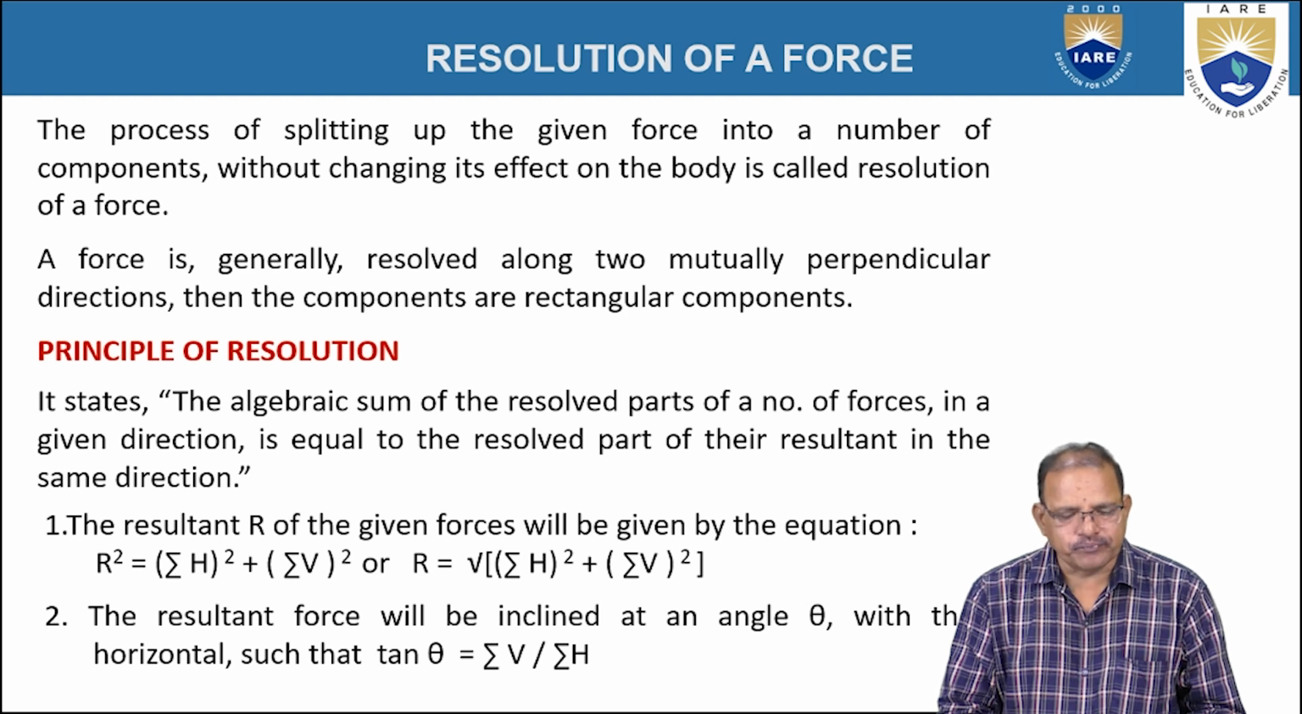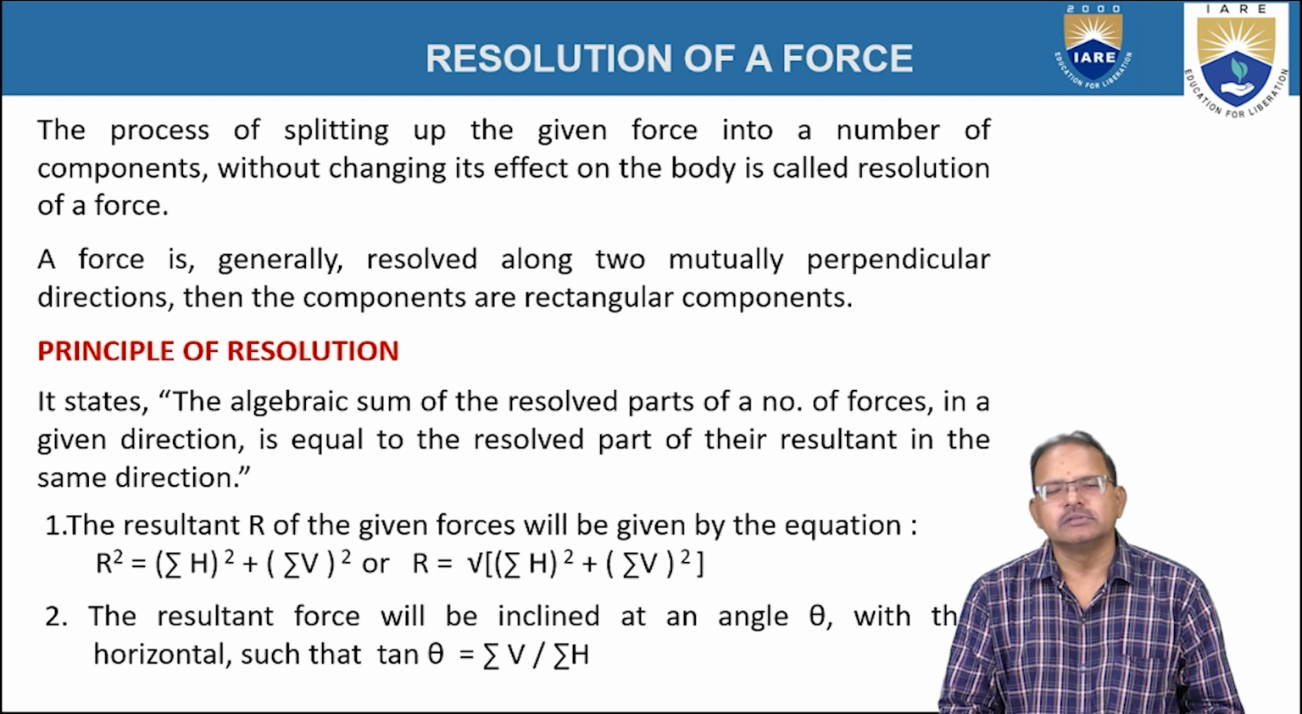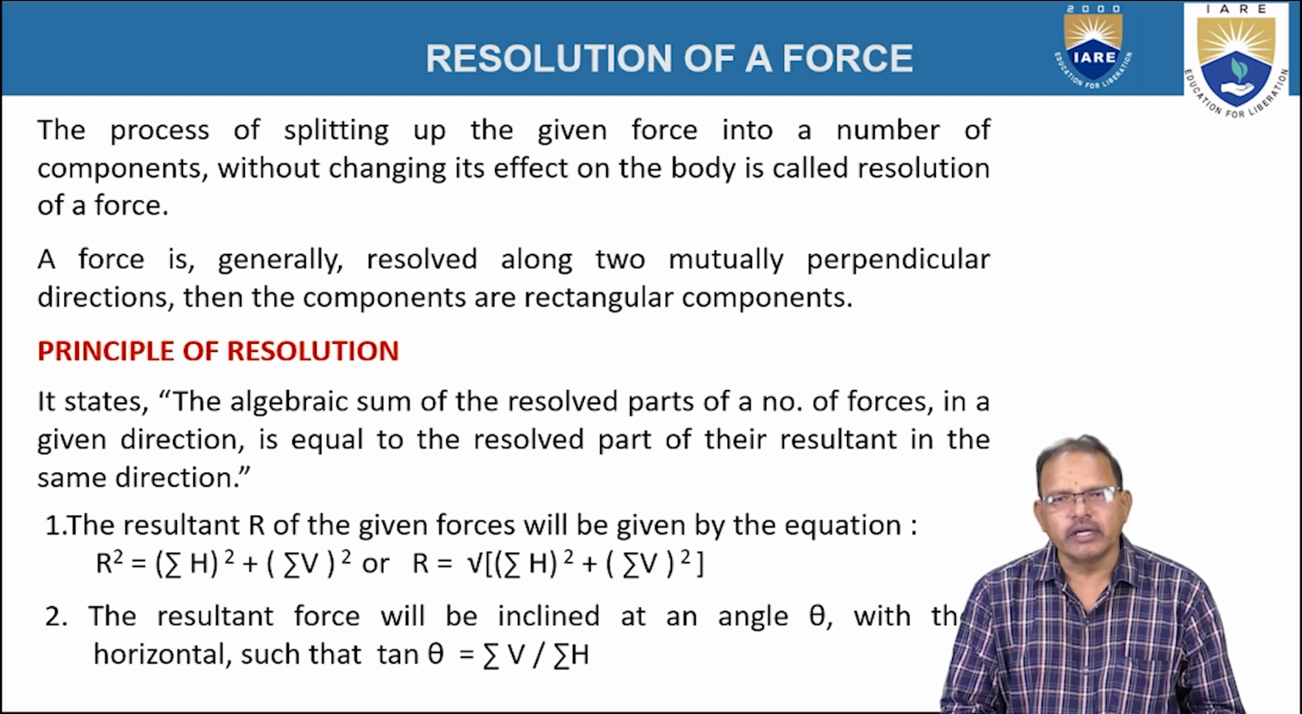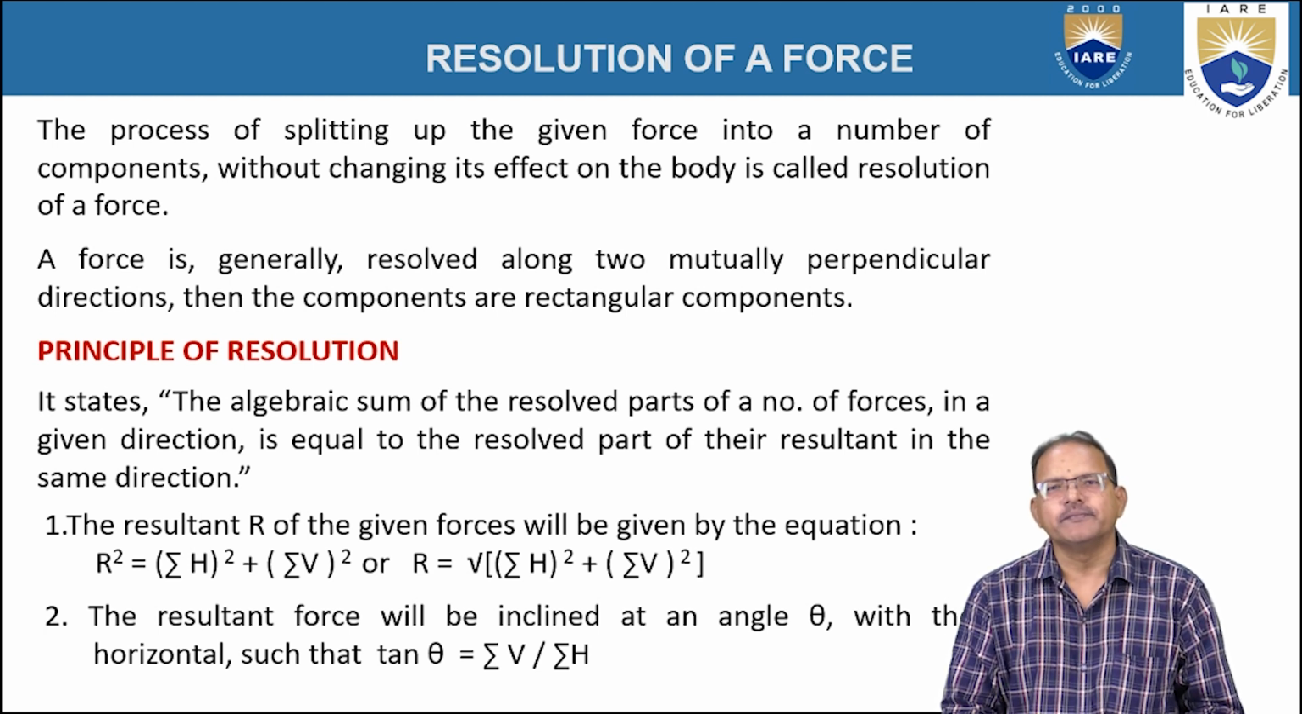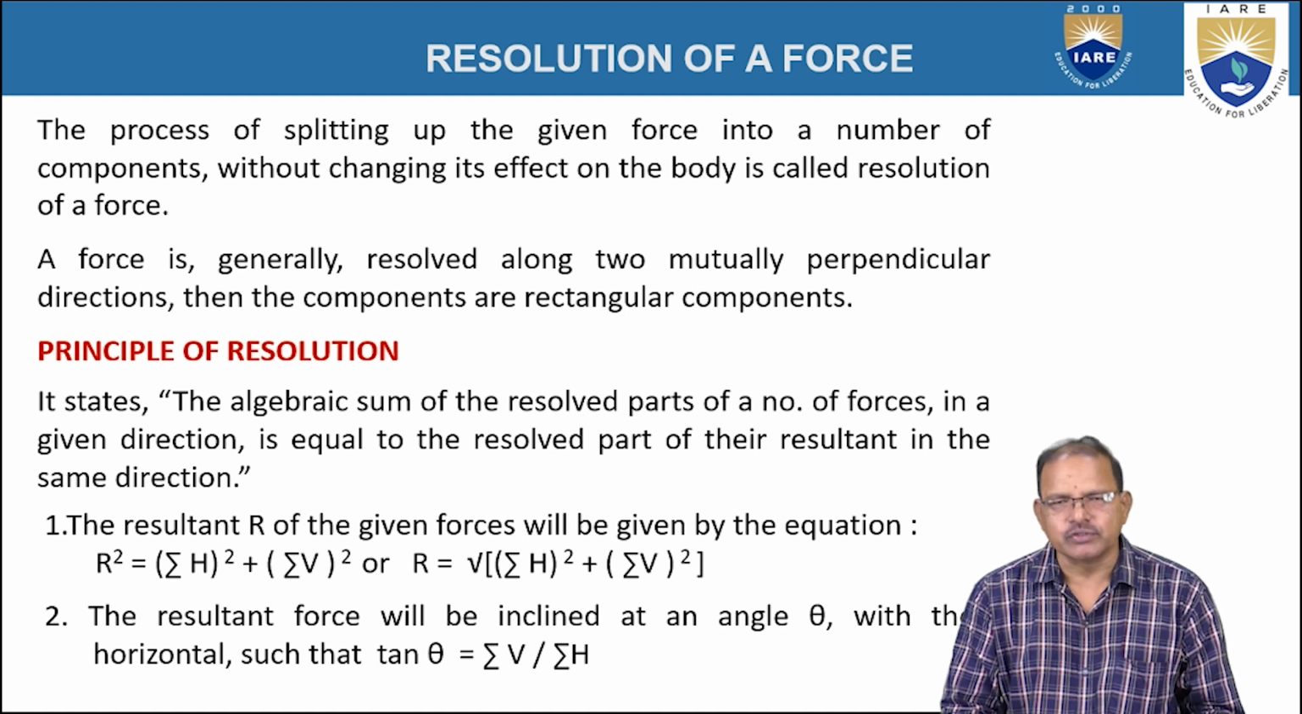In order to determine the resultant of several forces acting on a body, resolve all the forces into two components, preferably one along the x direction, one more along the y direction. The algebraic sum of all the forces acting along the x direction is treated as the x component of the resultant force. Similarly, resolve all the forces along the y direction. The algebraic sum of all the forces acting in the y direction, that is vertical direction, is treated as the vertical component of the resultant force.